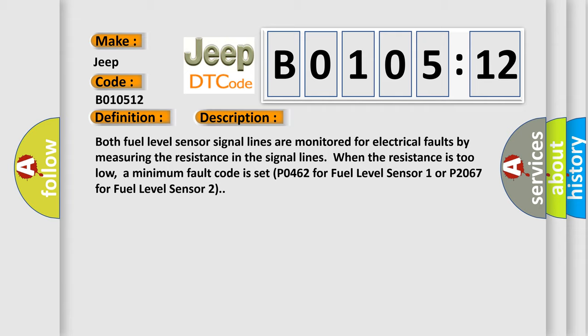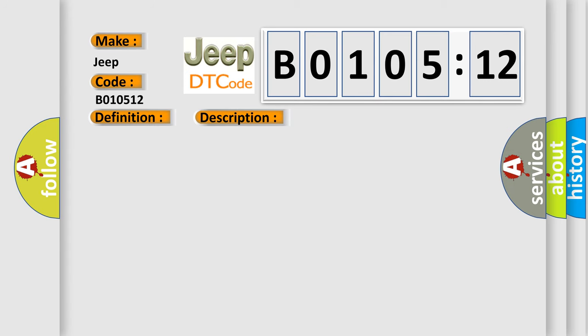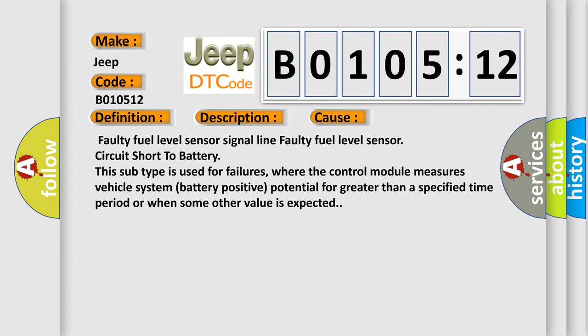This diagnostic error occurs most often in these cases: faulty fuel level sensor signal line, faulty fuel level sensor circuit short to battery. This subtype is used for failures where the control module measures vehicle system battery positive potential for greater than a specified time period or when some other value is expected.